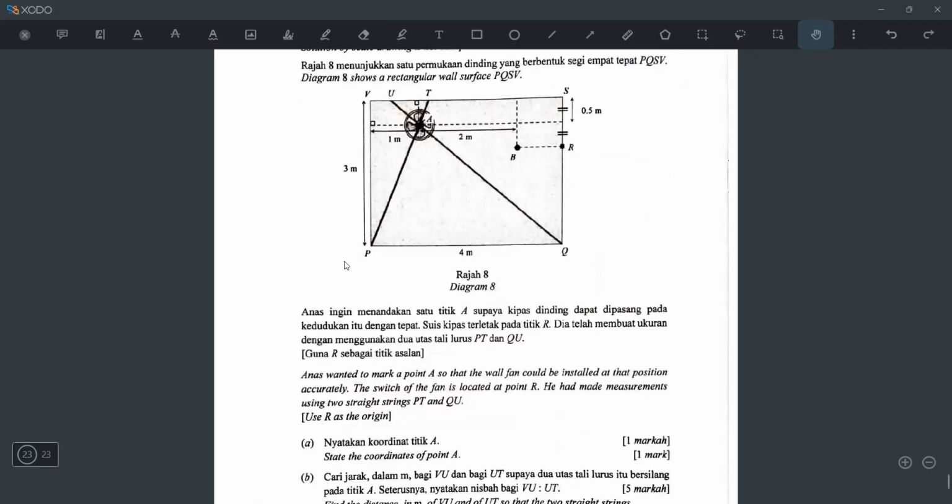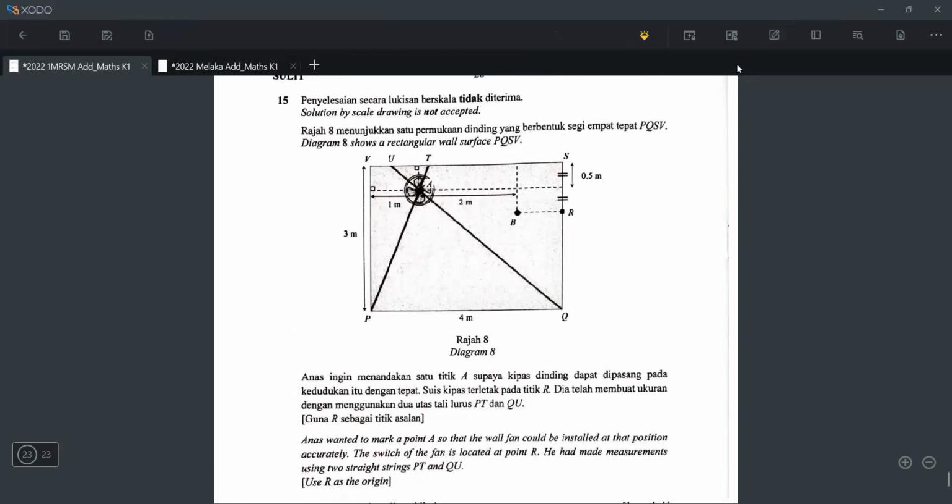Oh, finally we are at the last question. Wow, I think I spent a long time talking about this paper already.